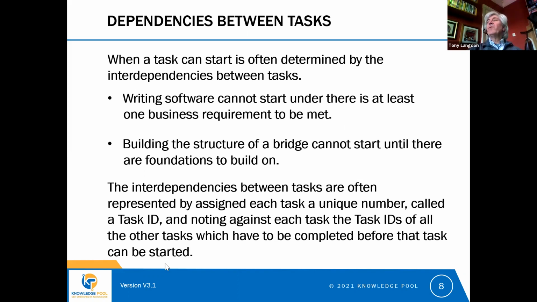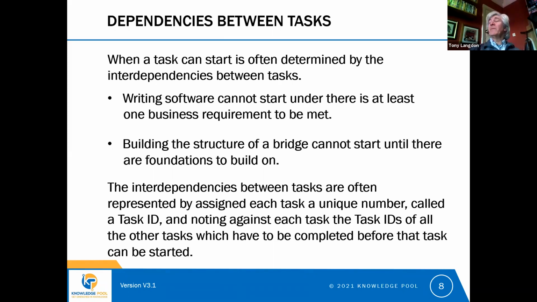And the way that we often record these interdependencies between tasks is to assign each task a unique number. So task 1, task 2, task 3. That would be the task ID. And then once we've assigned a task ID, we can then say, for example, that task 3 is dependent on task 1 being finished. So we're saying that we can't start task 3 until task 1 is finished.